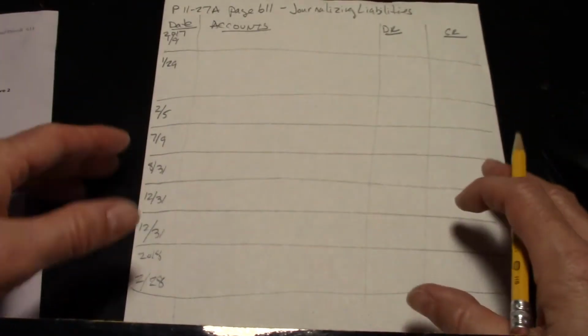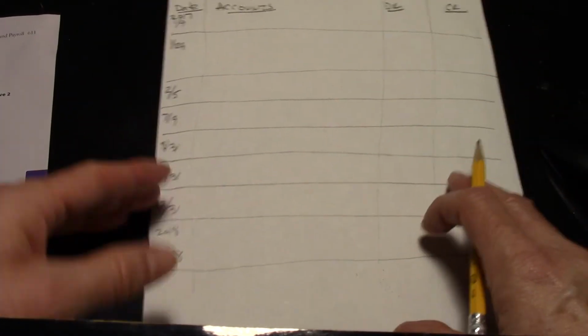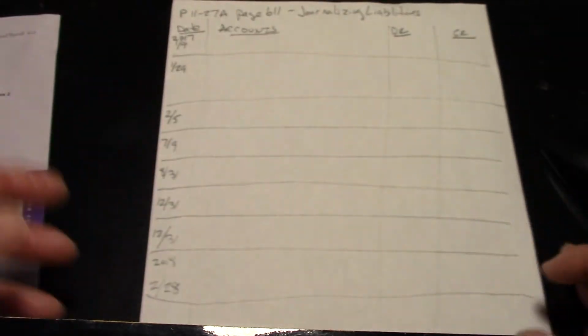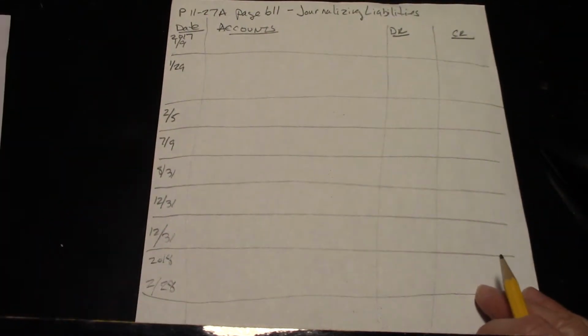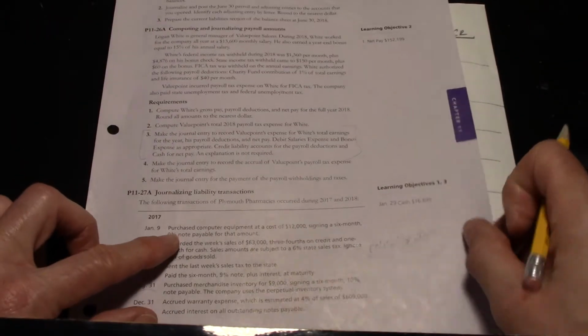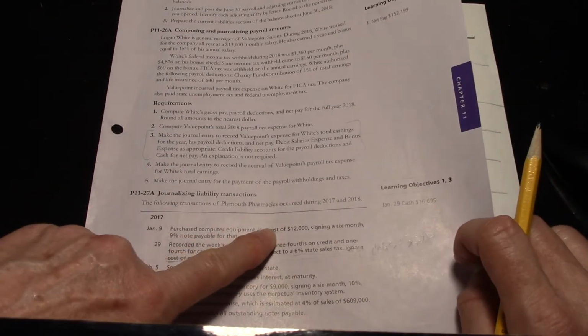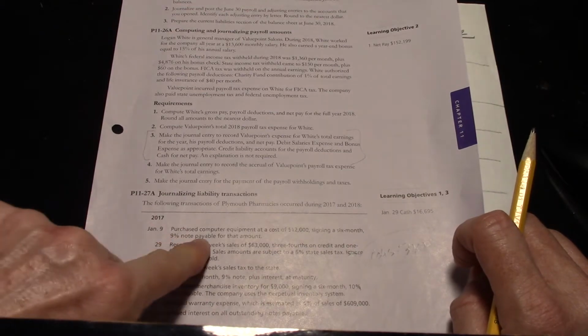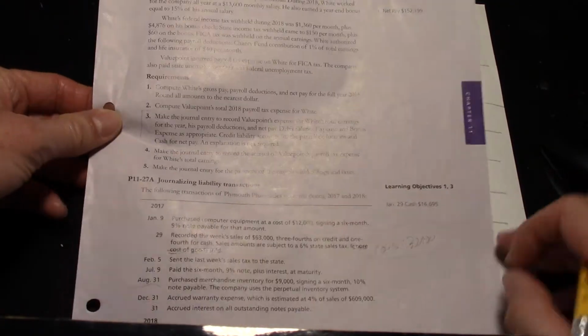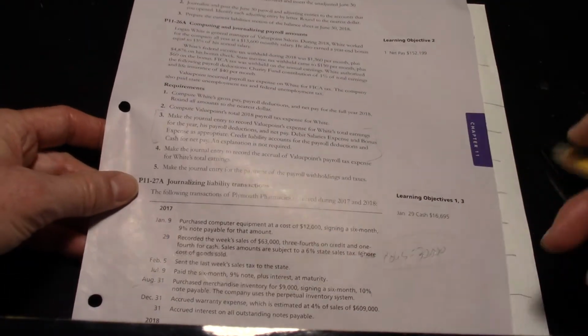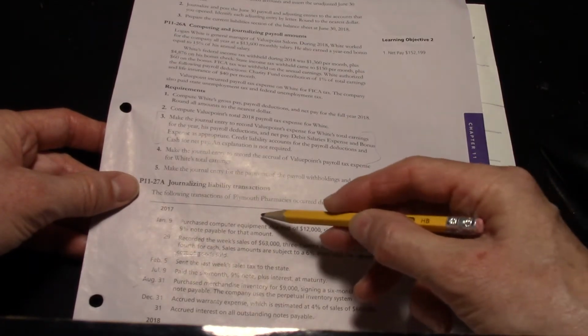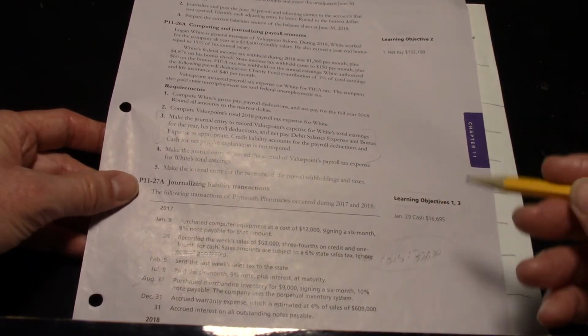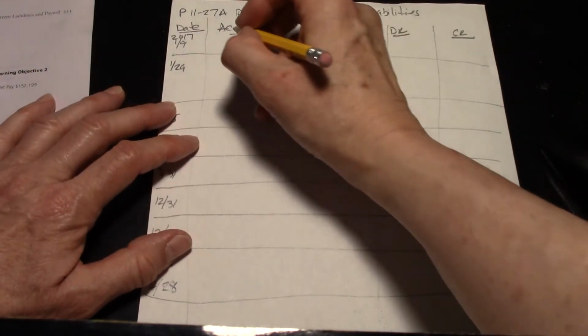We need a journal. I already have one written up. Date, accounts, debit, credit. The first one that occurs is purchased computer equipment at a cost of $12,000, signing a 6-month 9% note payable. That note payable is a current liability, and we got a computer equipment asset of $12,000. That's pretty straightforward.